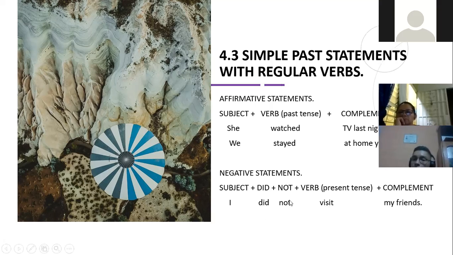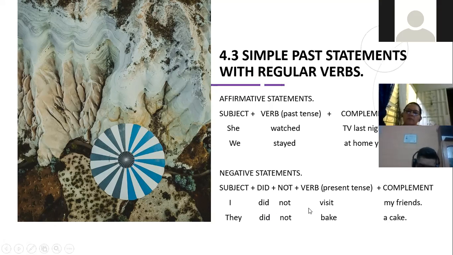Also, you can make a contraction here. You can say, I didn't visit my friends. So you can use contraction here, right? Another example is they did not bake a cake. Okay? They didn't bake a cake. Again, bake is in the present form, right? Aunque el verbo esté en pasado, pero la forma gramatical es presente, right? Why? Because we use the auxiliary did, right? That's the reason. They didn't bake a cake.